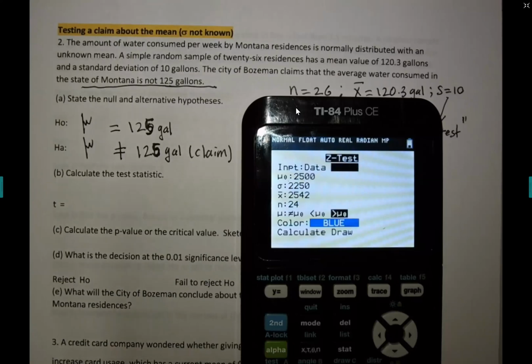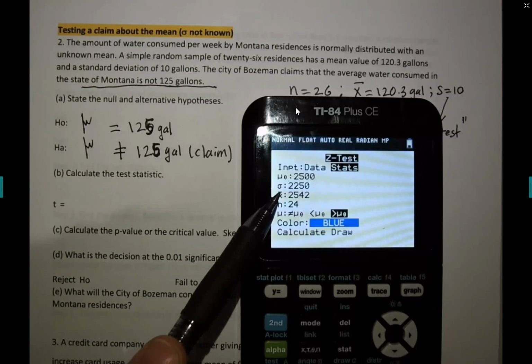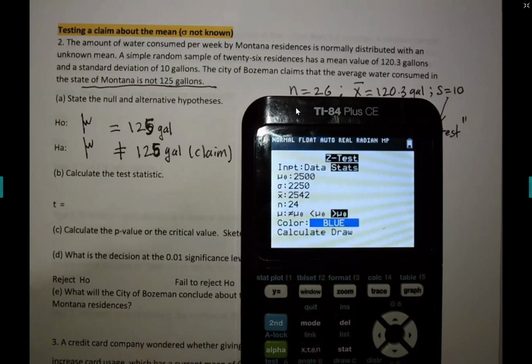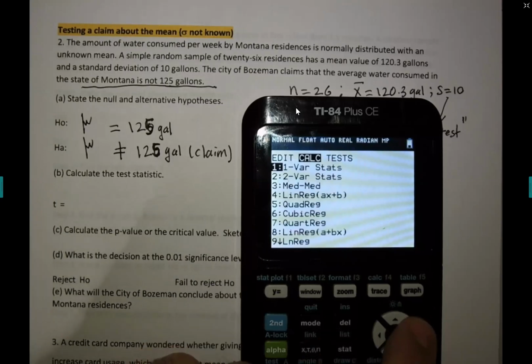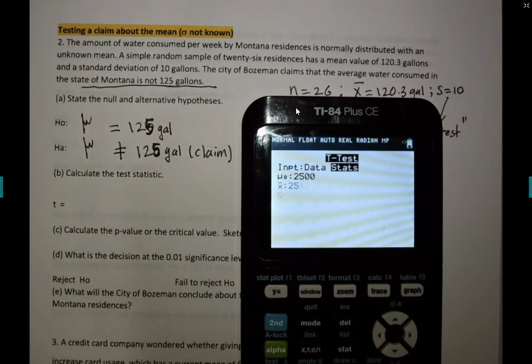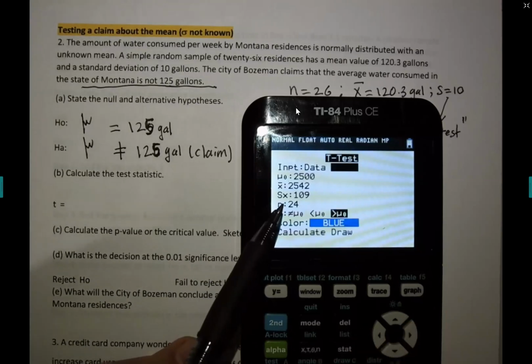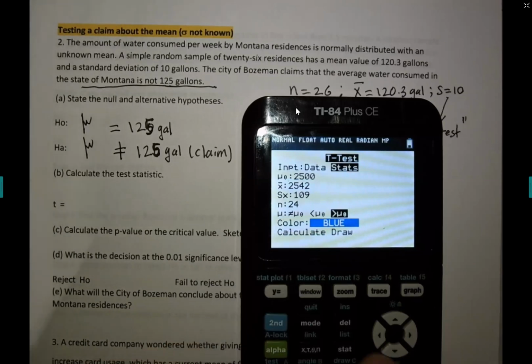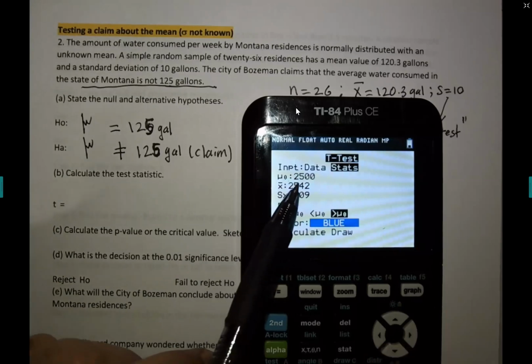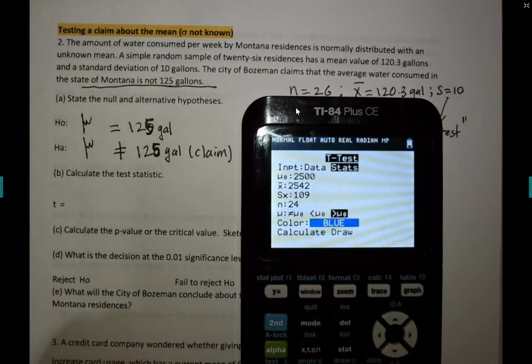Watch. You see what it asks for? It asks for sigma. We don't have sigma, we have S. But if I go to Stat, Tests, T-test, look, it's asking for S. So that is the correct one. Okay. mu0, you begin. You have to input the value in the null hypothesis, which is 125. Remember, we assume the null hypothesis is true until proven otherwise. Remember, the defendant is not guilty until proven otherwise. So this is the same way it works.